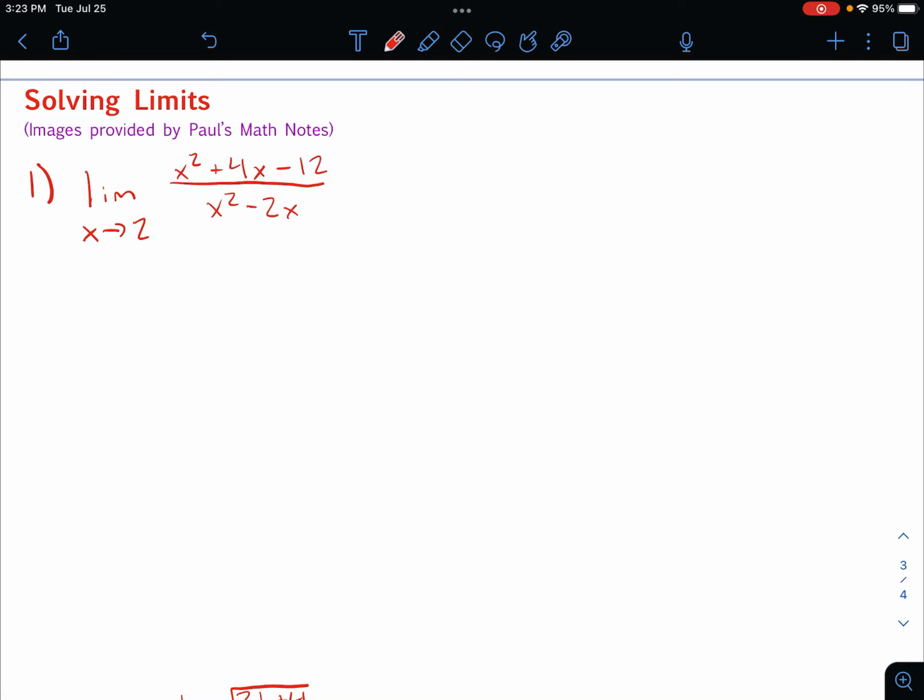Hello everybody! Previously we discussed what a limit is and how we can approximate it using a calculator. Now we're going to look at how to really solve for a limit and get a certainty rather than an estimation. Let's start by using an example from a previous video.